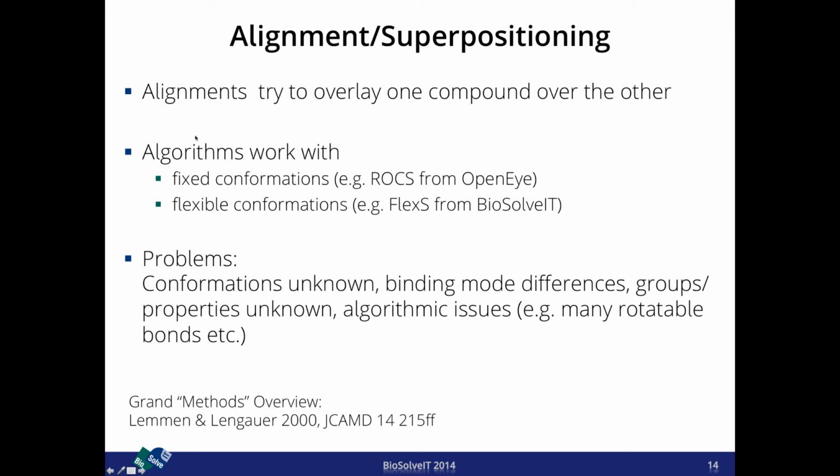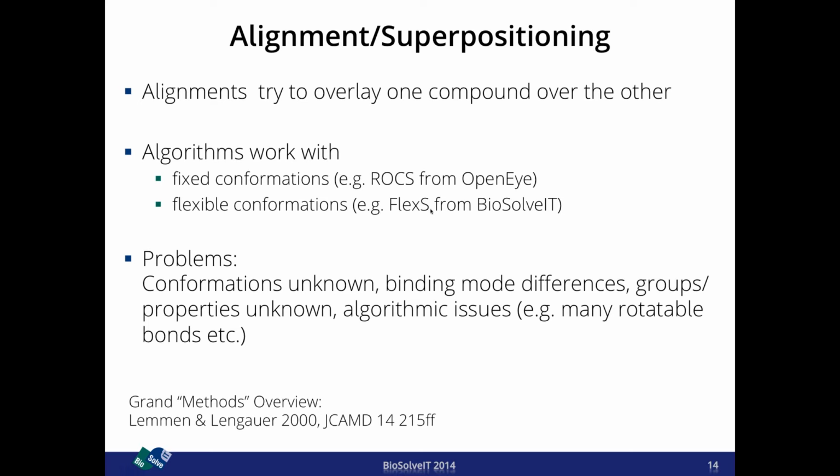These algorithms can usually essentially be divided into two categories. One category works with fixed conformations. So typically you have preformed conformations of the ligands that you would like to align. One prominent example for programs of this type is ROCS from OpenEye. Other algorithms keep the ligands that are aligned flexible. So we essentially build up those conformations while we overlay. For example, this is done in FlexS from BioSolveIT, from ourselves.